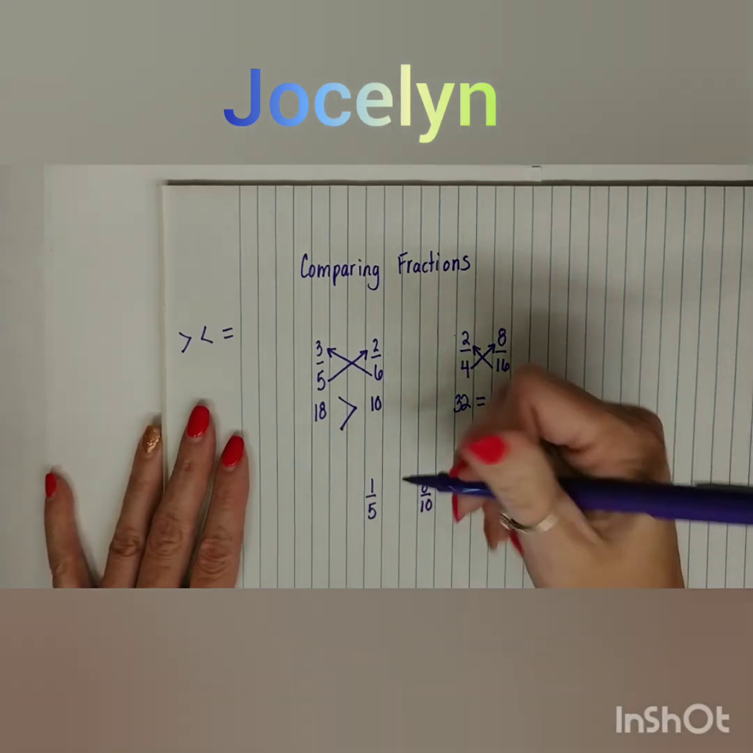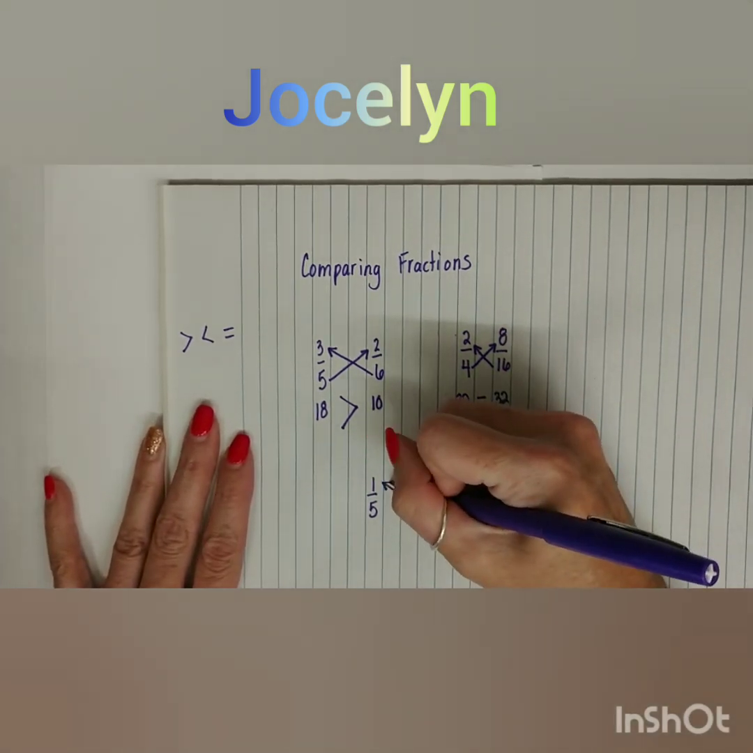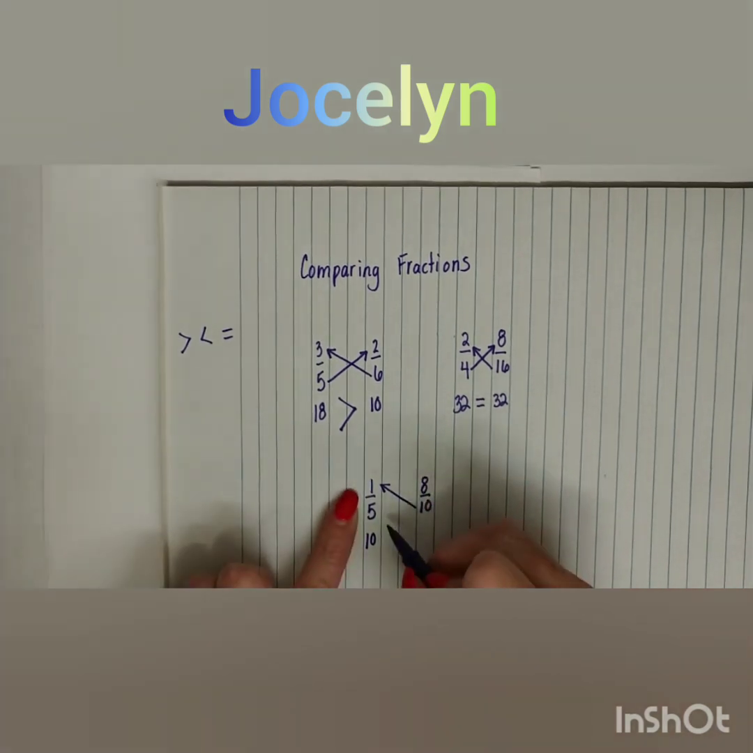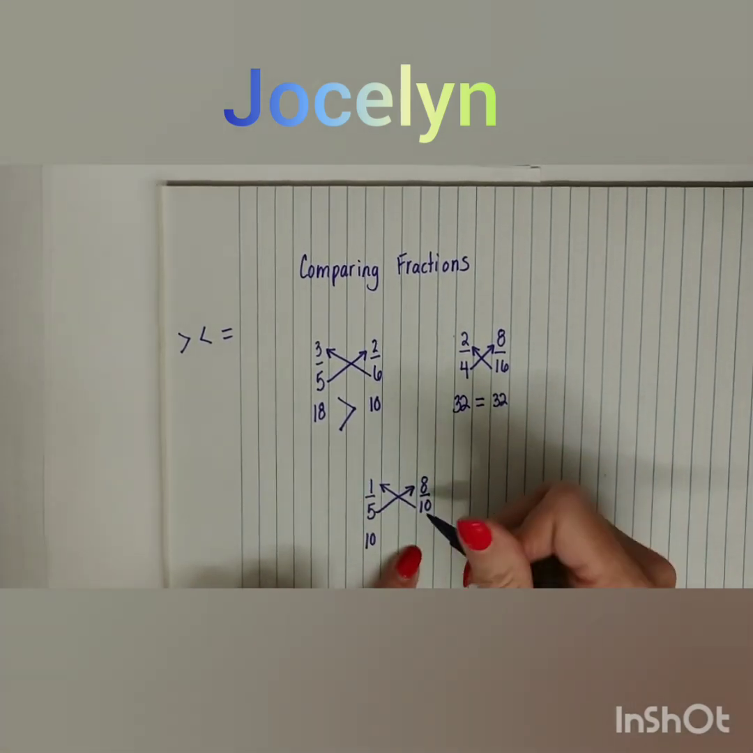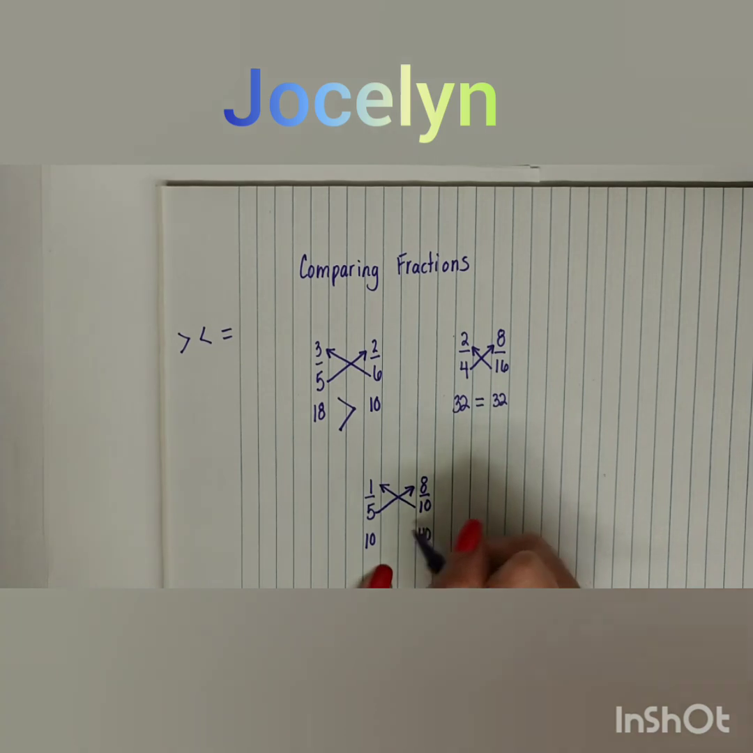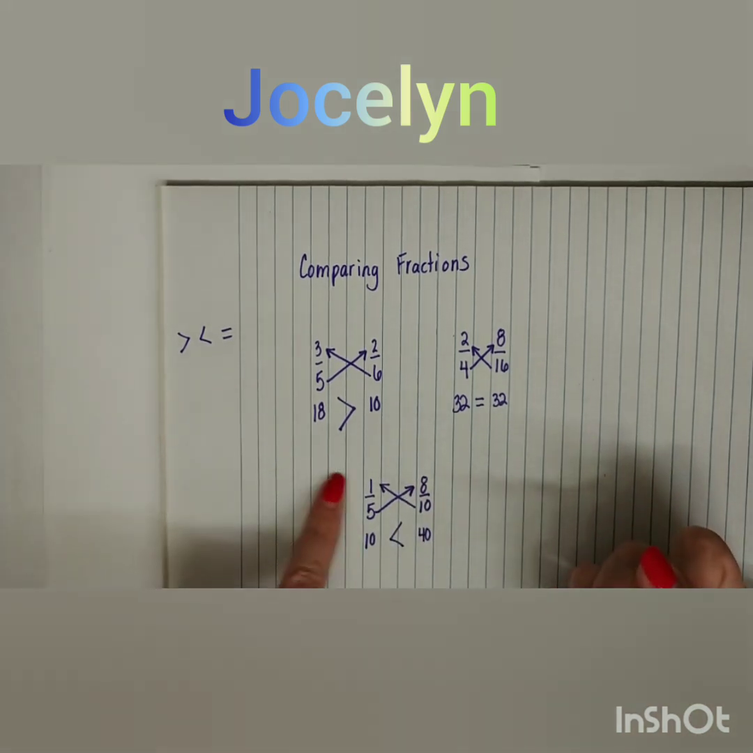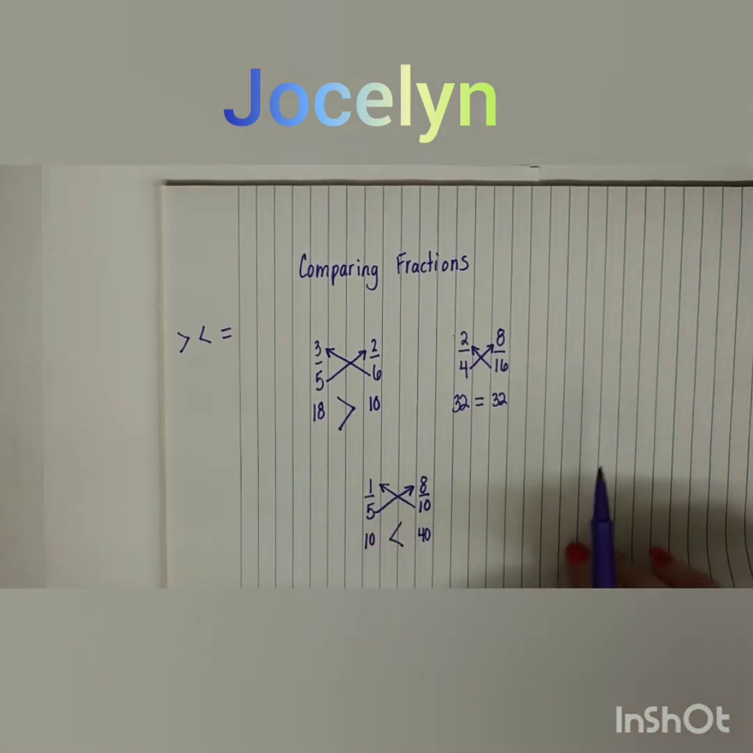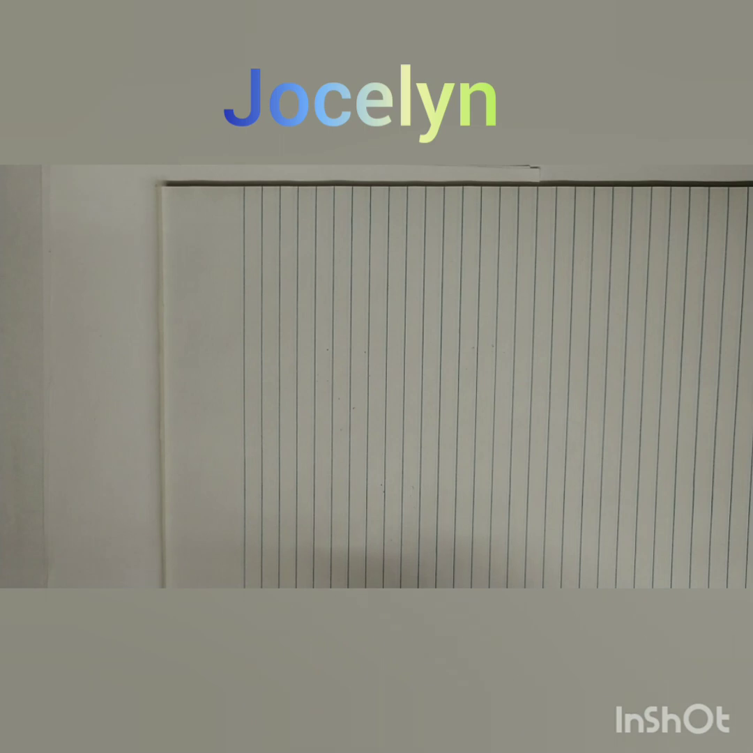All right, last problem. Cross multiply. 10 times 1 is 10, and I write it underneath the numerator. 5 times 8 is 40, right underneath the numerator. 40 is greater than 10, so 8/10 is greater than 1/5, and this would be written as 1/5 is less than 8/10. All right, Jocelyn, here are your practice problems.